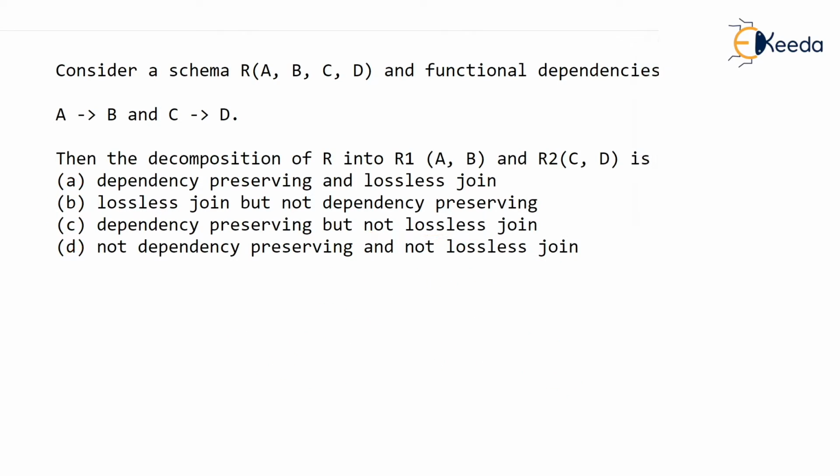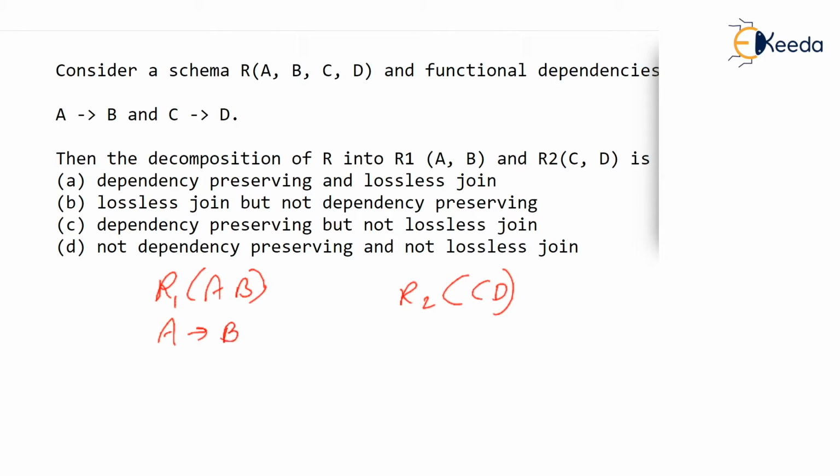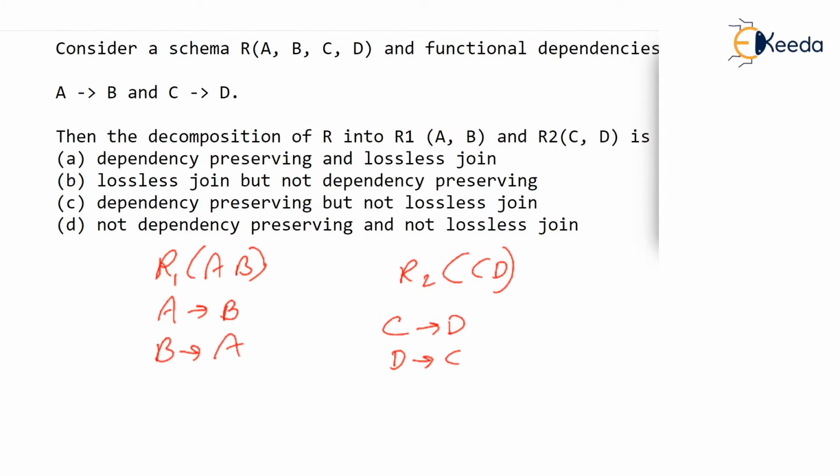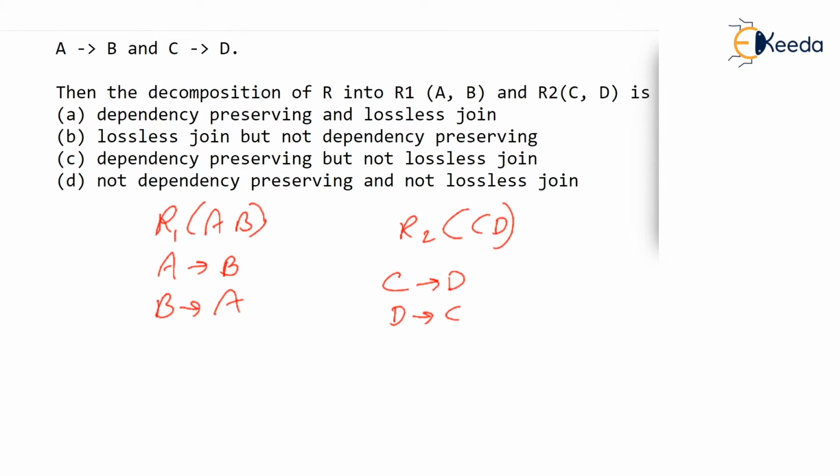So how do you check for dependency preserving? I will write both the tables R1 AB and R2 CD, and let's write all the non-trivial dependencies which are possible on R1 and which are possible on R2, and we see whether these dependencies, which of these dependencies can be satisfied. So for doing that, we will find all the left hand side closures: A plus, B plus, C plus and D plus.